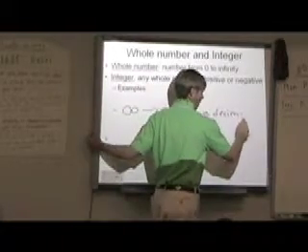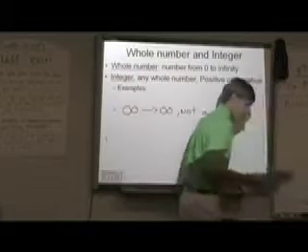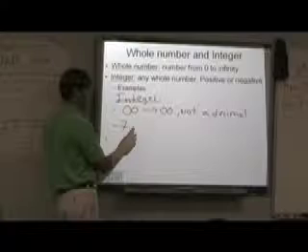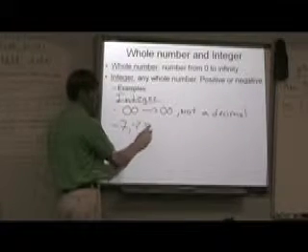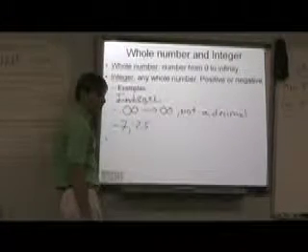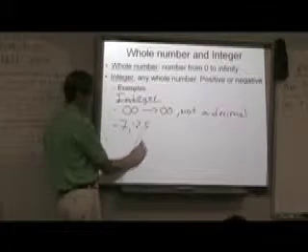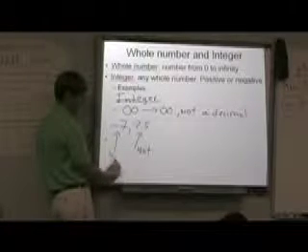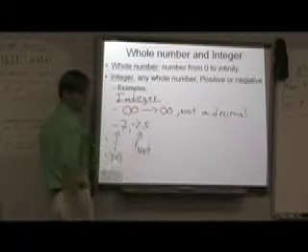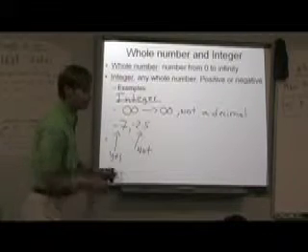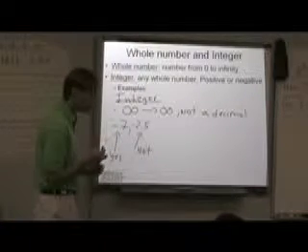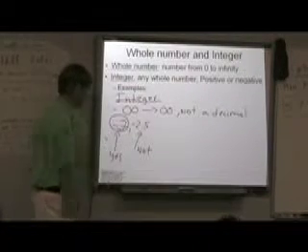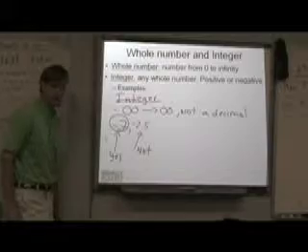What about -2.5? No. Why is it not an integer? Because there's a decimal. Okay, so we're going to say not, and we're going to say yes. This is, this isn't. So y'all understand the difference between a whole number, an integer, and a rational number? Do you understand the difference?